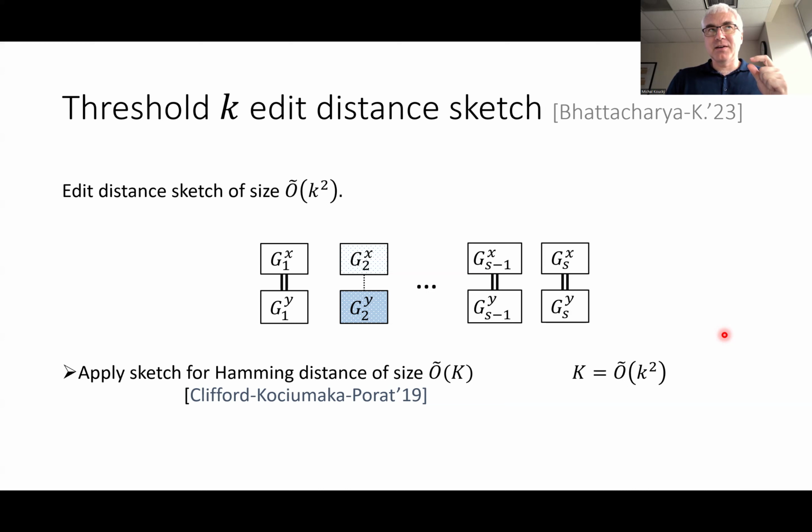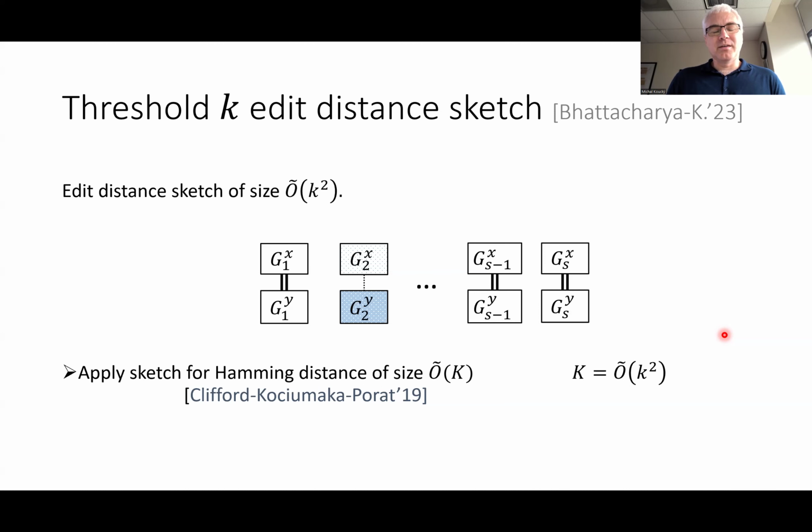So that's my capital K. And the sketch will have to be able to actually output the content of the different positions. So not only do you want to calculate how many different positions there are, might be up to k-squared different positions, but for each different position, you actually want to know what was in X and what was in Y. And there are sketches like this. For example, there is one recent one which was done by Clifford, Kociumaka, and Porat in 2019, which can actually recover these positions and their content.